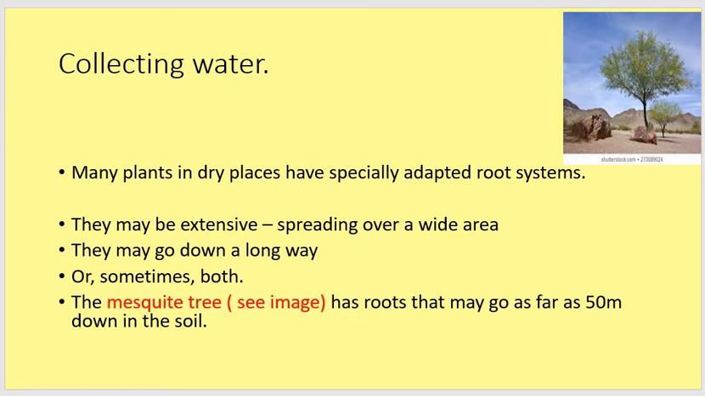The mesquite tree, shown in the picture here, has roots that can go down as far as 50 metres into the soil. That is a very, very long route.